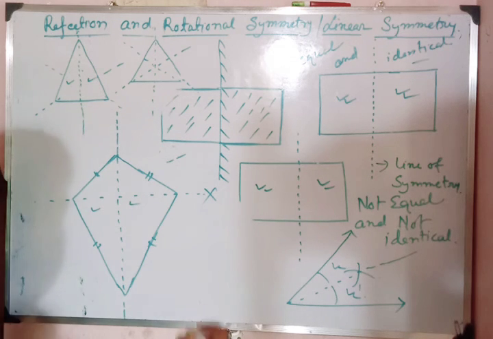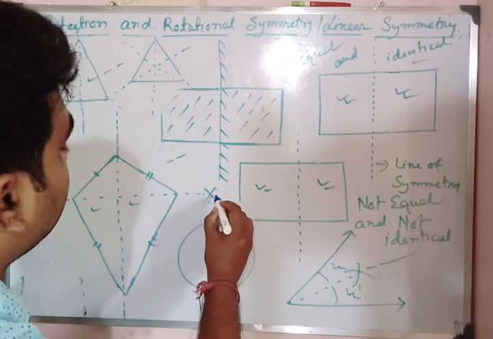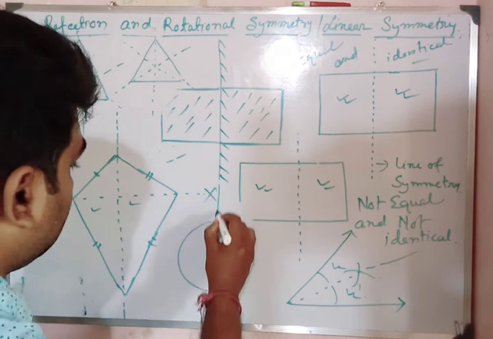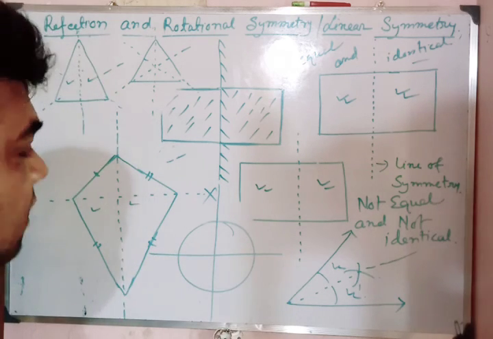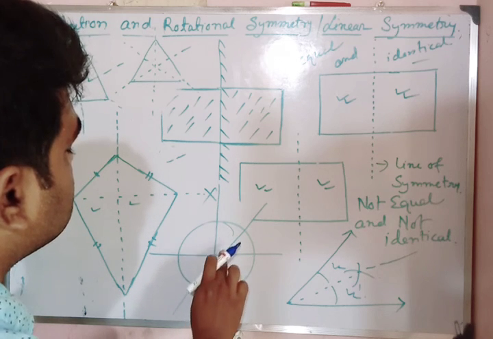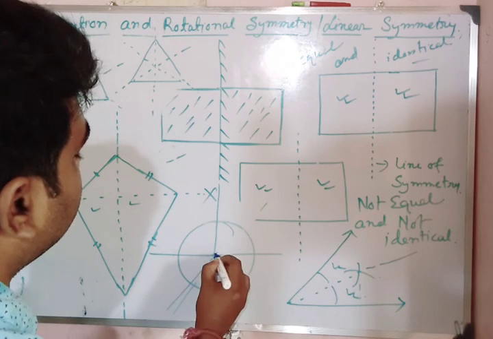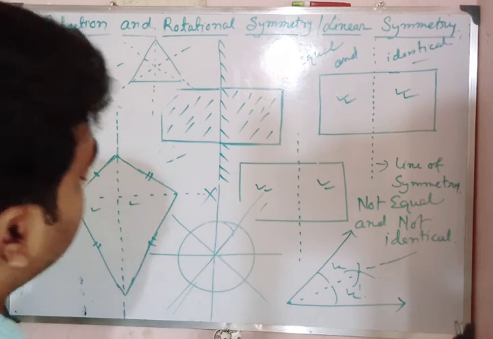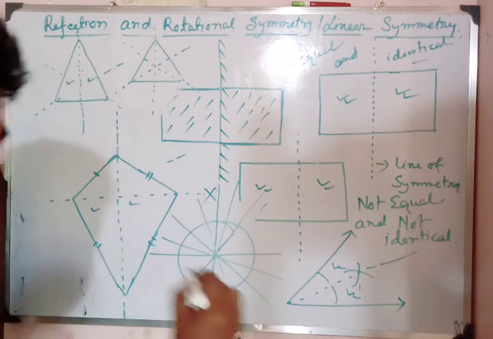Next, move to another, that is a circle. It has infinite lines of symmetry. This is a line of symmetry. This is a line of symmetry. This is also a line of symmetry. This is also a line of symmetry. This is a line of symmetry.